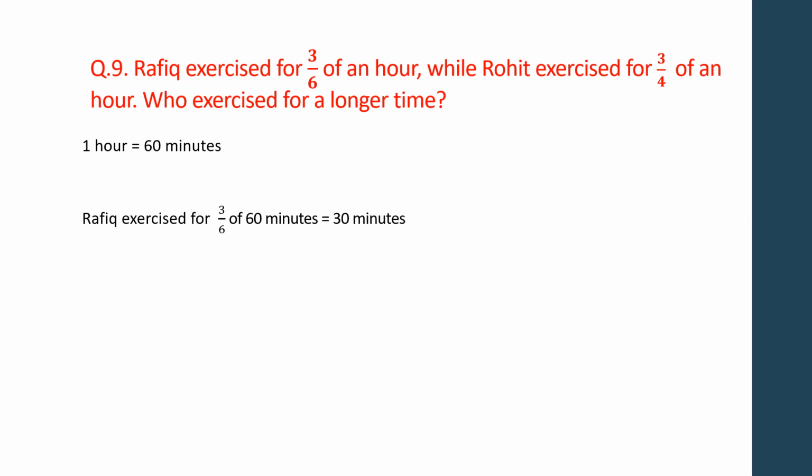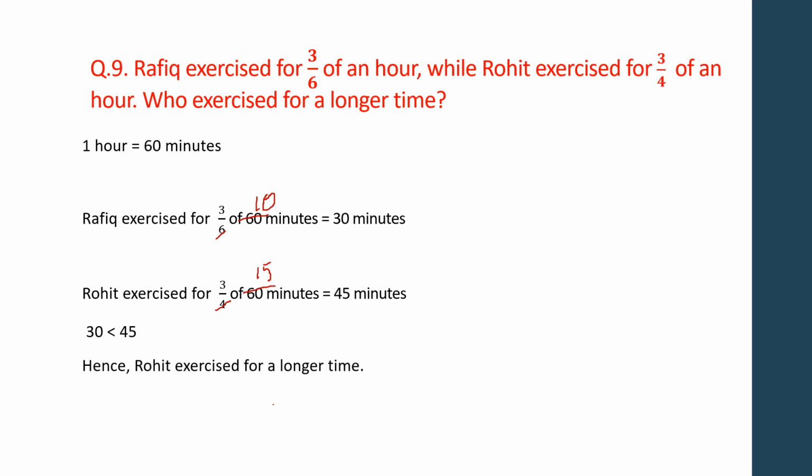Just check this. 6, then 60, then 3 into 10, 30. Rohit exercised for 3 by 4 of 60 minutes. Now here 4, 15 and 15 3s are 45. 45 minutes. 30 is smaller than 45. Hence Rohit exercised for a longer time.